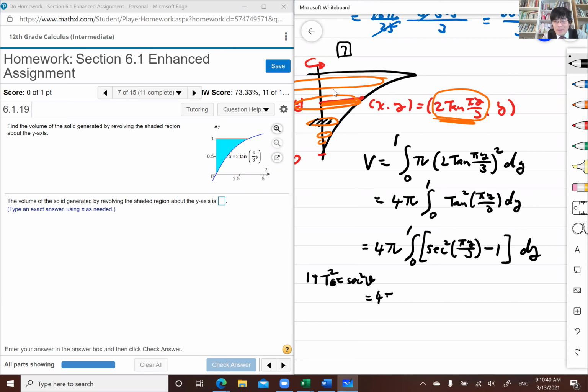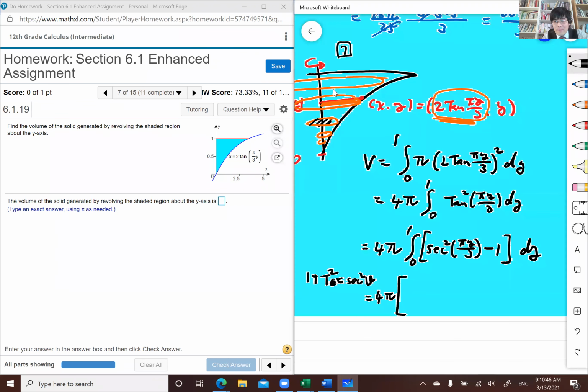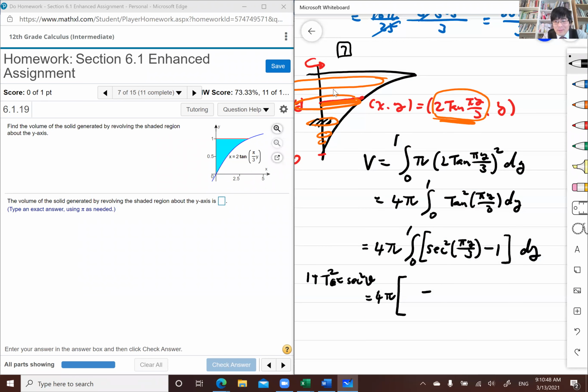The antiderivative of secant square is a tangent. So it's going to be what? Tangent pi y over 3. But be careful about the chain rule. It's going to be 3 over pi in front. And the integral of 1 will be y.